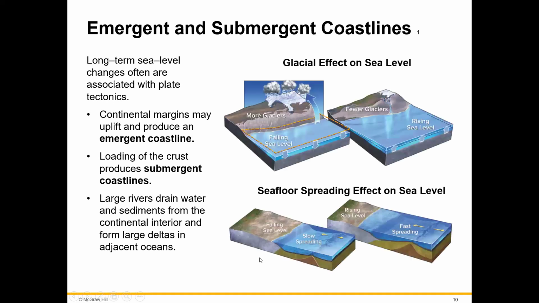All right, so now we are on tectonics and rising and falling sea level. So we have emergent and submergent coastlines. Emergent coastlines are where the ground is coming up. Again, this is your subduction, your convergent zones.